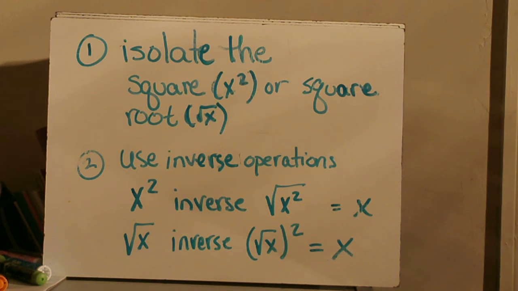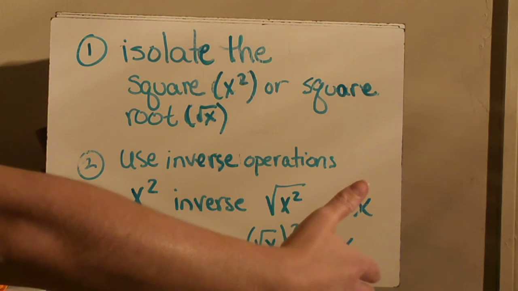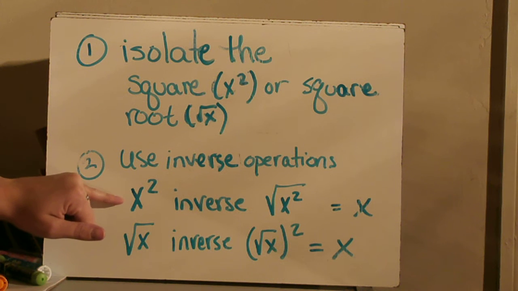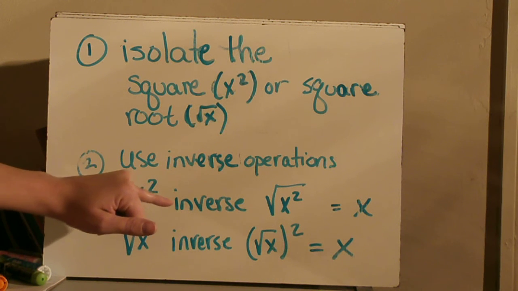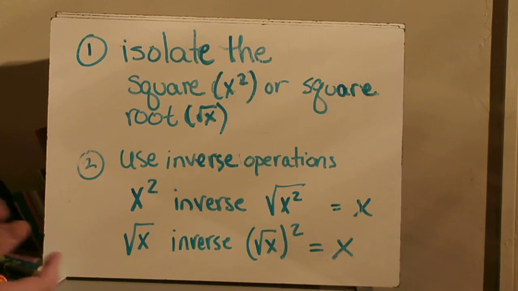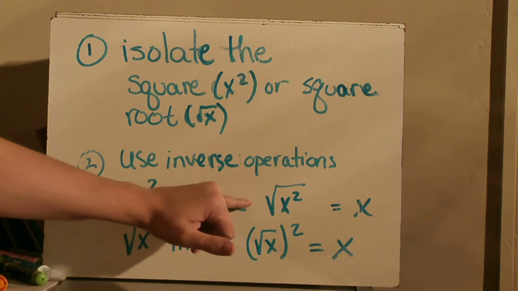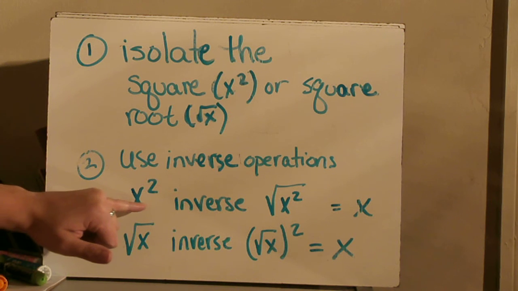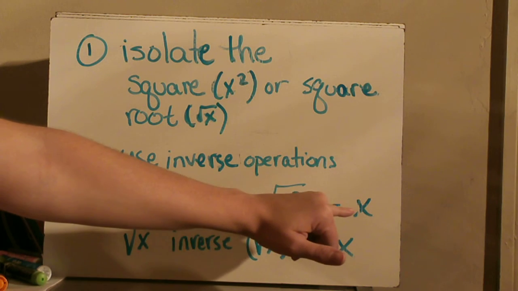So it's the equations that we've been working on all year. We use the same steps to isolate. Then we have inverse operations for our squares and square roots. So if I have x squared, the inverse operation, in other words the operation to undo the square, is finding the square root. So the inverse operation of squared is the square root. That's going to give me x.